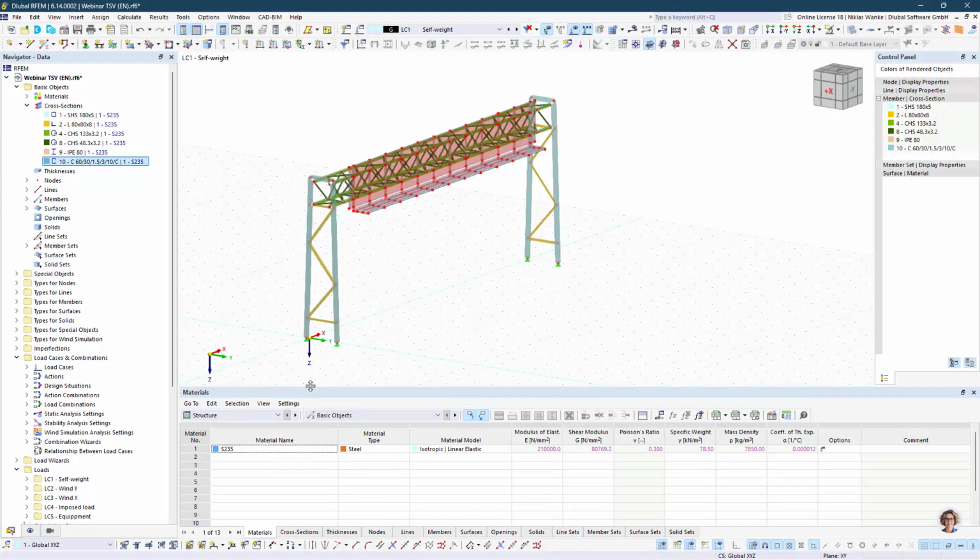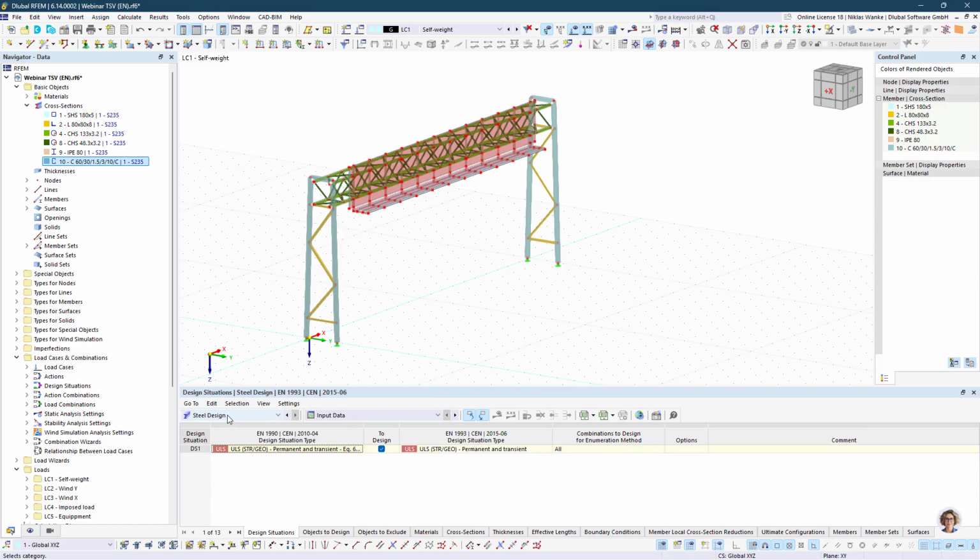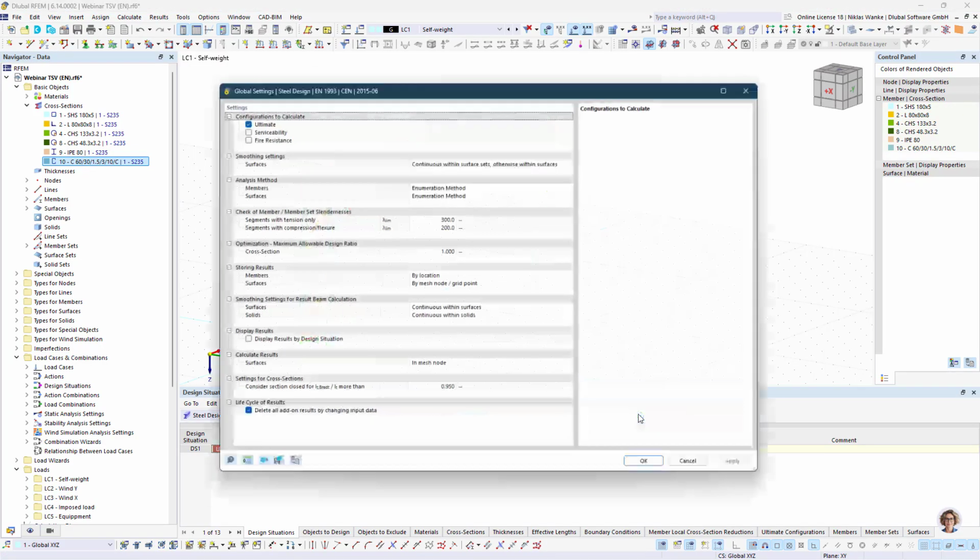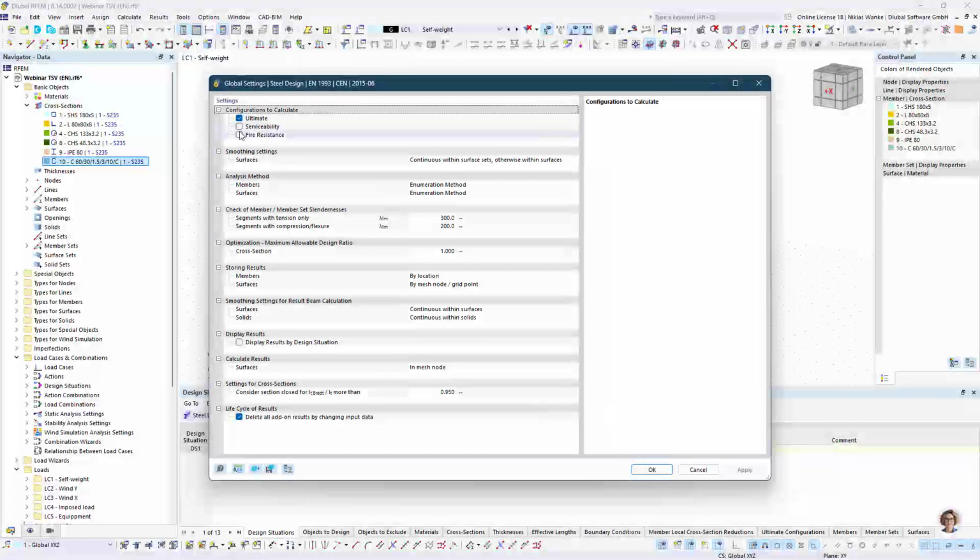Good. Now let's have a look at the design. For that, I will switch to the steel design add-on. And what I did here is I went to the global settings of the steel design and deactivated everything except the ultimate design configuration. Because for the PIFM, we only want to have a look at the ultimate limit state. Serviceability and fire resistance is not of interest for this webinar here. But of course, for a real project, this would also be necessary to consider.